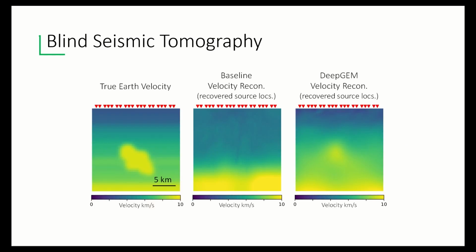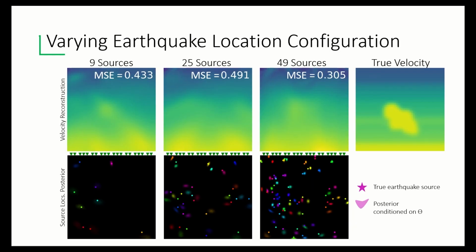Here we show results from a simulation with receivers only on the surface. We would like to identify the anomaly. Here is the true Earth velocity, the baseline reconstruction, and the DeepGEM reconstruction. Unlike the baseline, which was run by a seismologist, DeepGEM is able to reconstruct a smooth gradient as well as the anomaly. Even with a few number of sources, as shown with 9 sources, DeepGEM does a good job of recovering the true source location as well as reconstructing the velocity, where mean squared error is shown in each reconstruction.